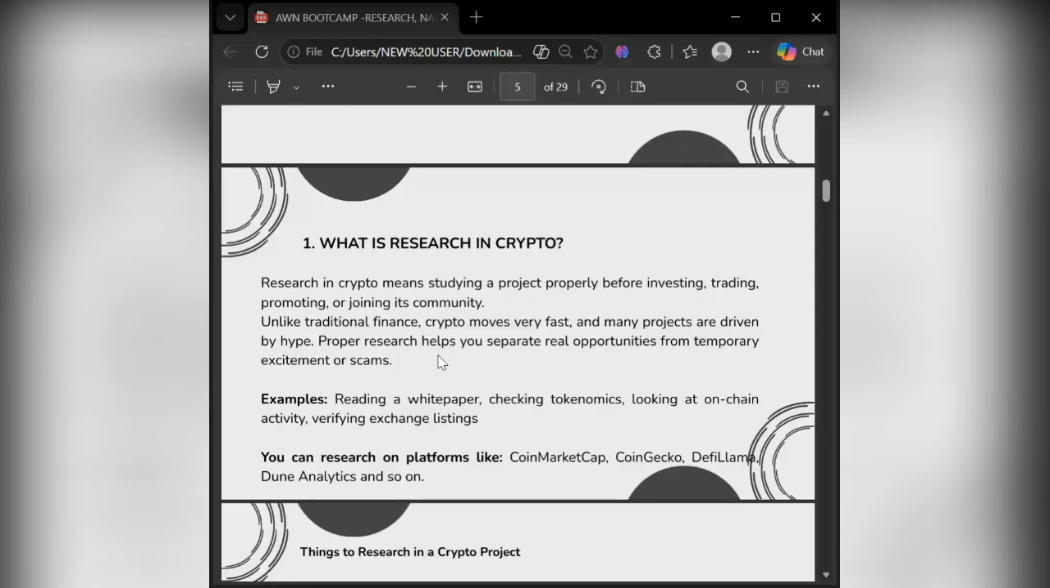Take that down: exit liquidity. So examples of research in crypto is reading the white paper of a particular project, checking the tokenomics, right? Looking at the on-chain activity, verifying exchange listings, and all that. So you can research on platforms like CoinMarketCap, CoinGecko, DeFi analytics, and so on. When you go to these apps, any coin or token at all, you type there, you can see the prospects of that particular coin or token on these platforms. That's where you get to see, okay, when was it launched? What's the total supply? That's even where you can copy the main contract address of that particular token.